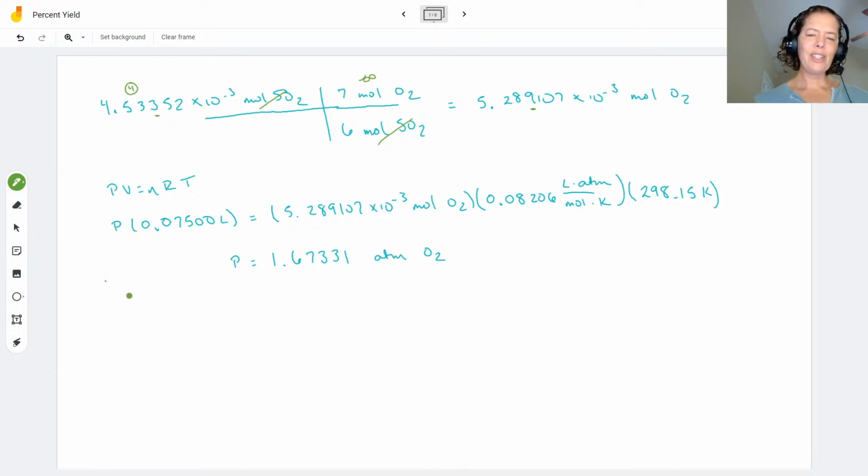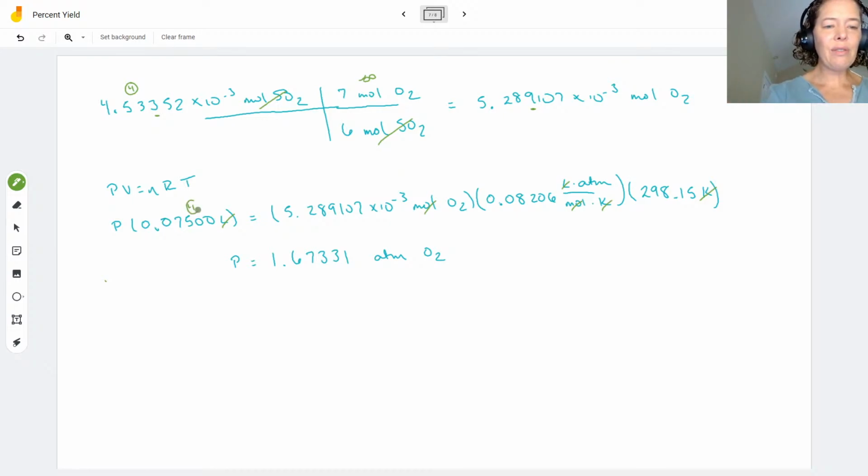Now, I should have maybe checked my units before I actually did the calculation, but we'll do both. We'll check units and we'll also check sig figs. So let's do units first. So liters have canceled. Moles have canceled. Kelvin has canceled. We're left with atmospheres. Bam, that's perfect. Now let's talk about sig figs.